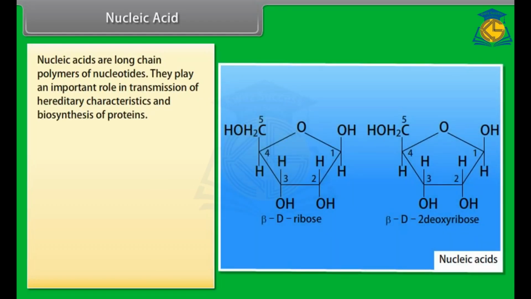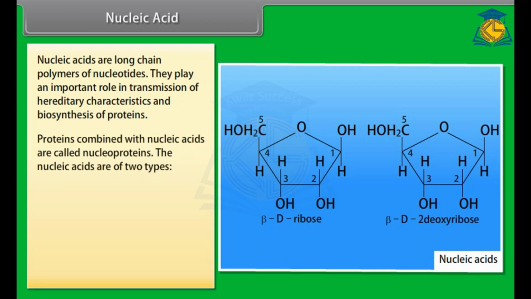Nucleic acids are long-chain polymers of nucleotides. They play an important role in transmission of hereditary characteristics and biosynthesis of proteins. Proteins combined with nucleic acids are called nucleoproteins. The nucleic acids are of two types: deoxyribonucleic acid and ribonucleic acid.